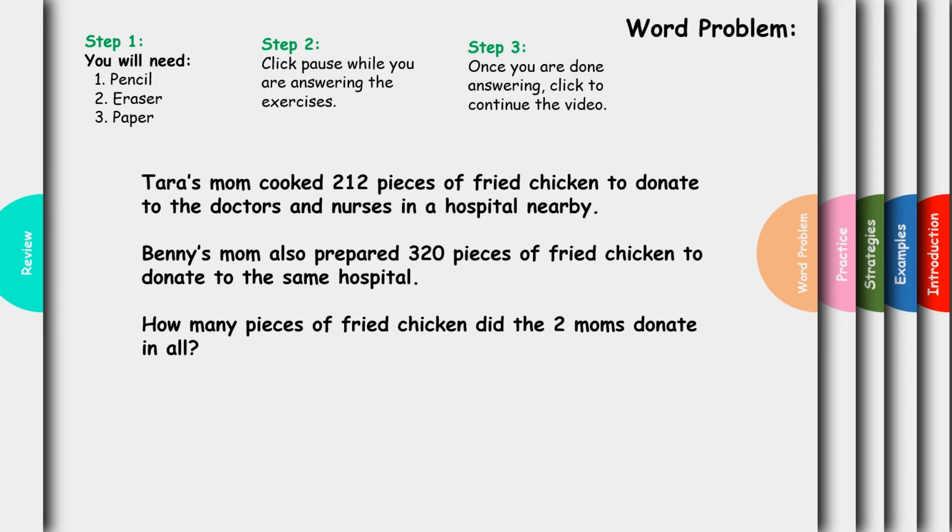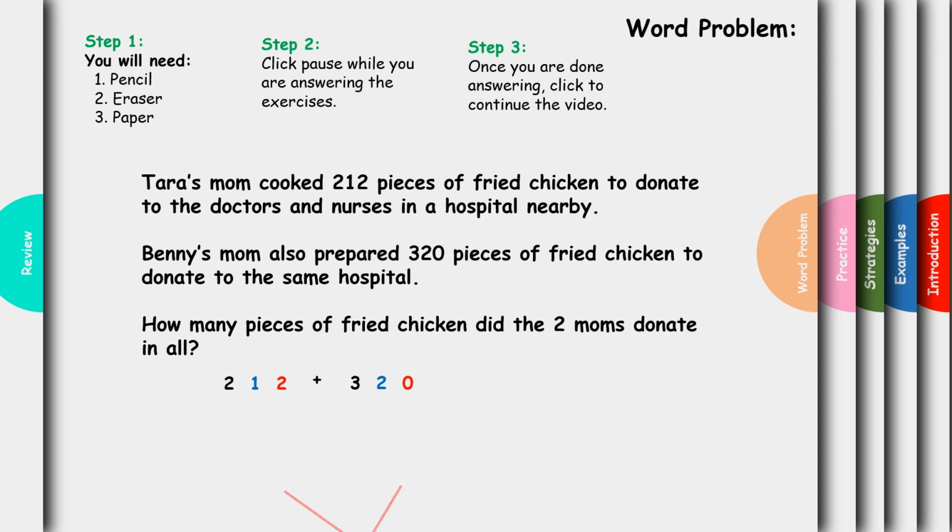Now that you're done answering, let's find out how many pieces of fried chicken both moms donated. You may mark your own work. Here, I'm using the number bonds strategy. We might not have the same strategy, and that's not a problem at all. So, 212 plus 320 equals blank. I'll add the ones first, then the tens, then the hundreds.